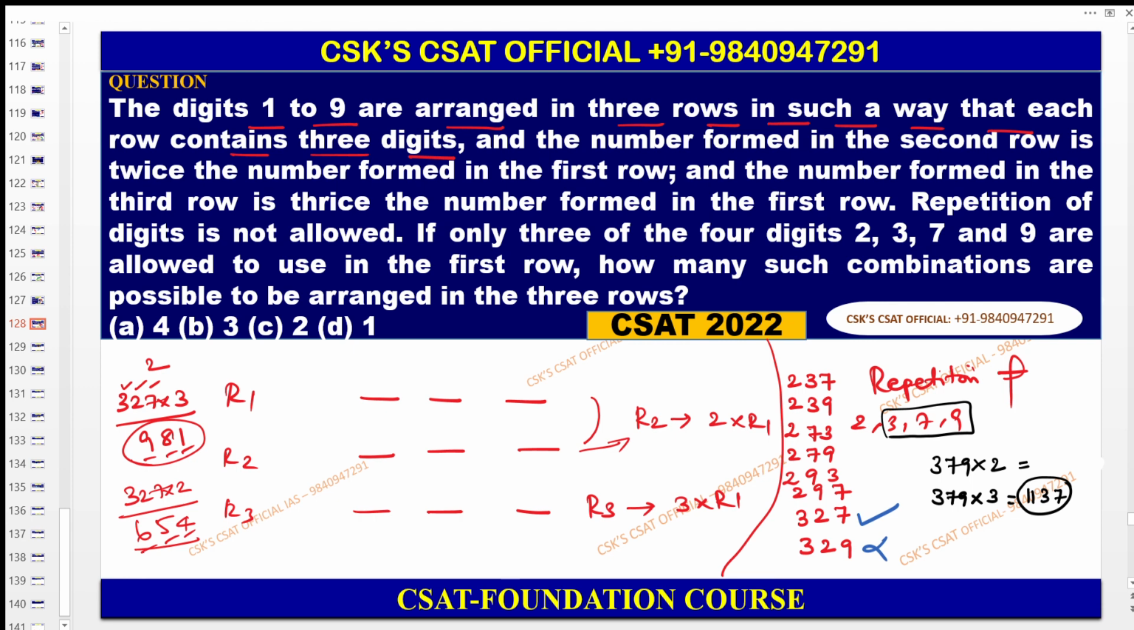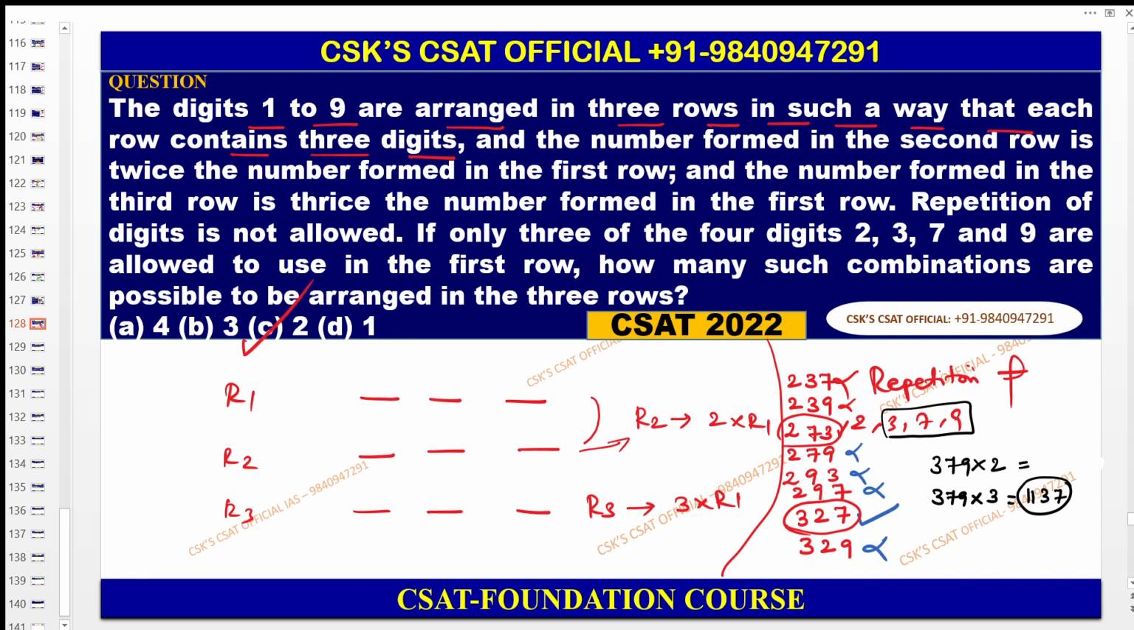So like this, if you check, 297 is not possible. 293 is also not possible. 279 is also not possible. 273 is possible, right? Yes, sir, it is possible. 239 not possible. So therefore, how many possibles are there? Here 1, here 2. So therefore, C 2 is the correct answer.